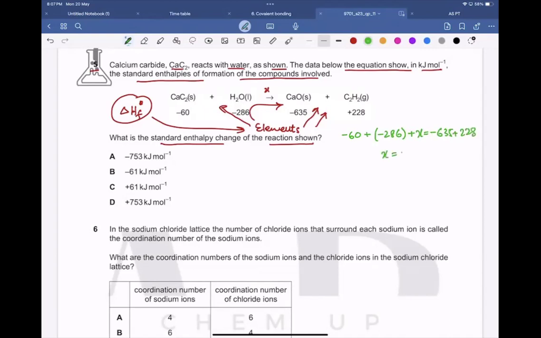If you solve it for x, x is equal to minus 635 plus 228 plus 60 and plus 286. Can anyone solve it and tell me the answer, please? Minus 61. Okay. So A, C, and D are wrong, and B is the correct answer.